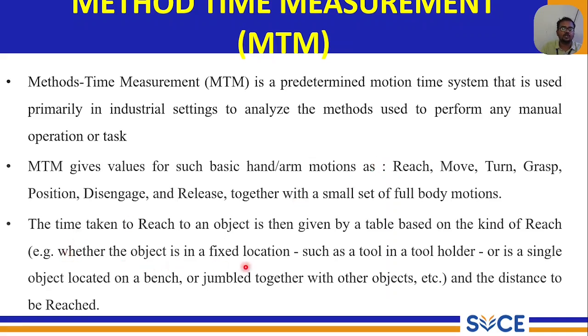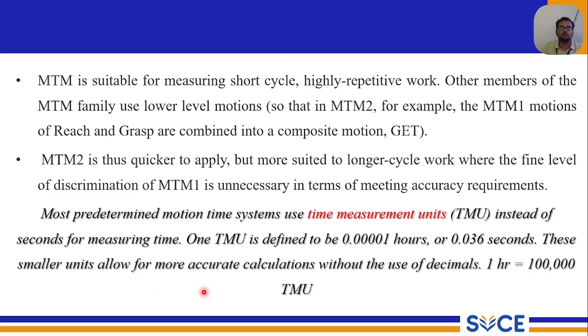When an object is in a fixed position, you have to reach it, and that is to be noted down separately. If the object is located on a bench or is jumbled together with others, you have to go a particular distance and then reach it. There is quite a difference between the two. Reaching an object that is clearly visible is different from reaching one mixed in with other elements. It will take some time, and when you look for it and add the other therblig symbols, it will incur additional timings too.